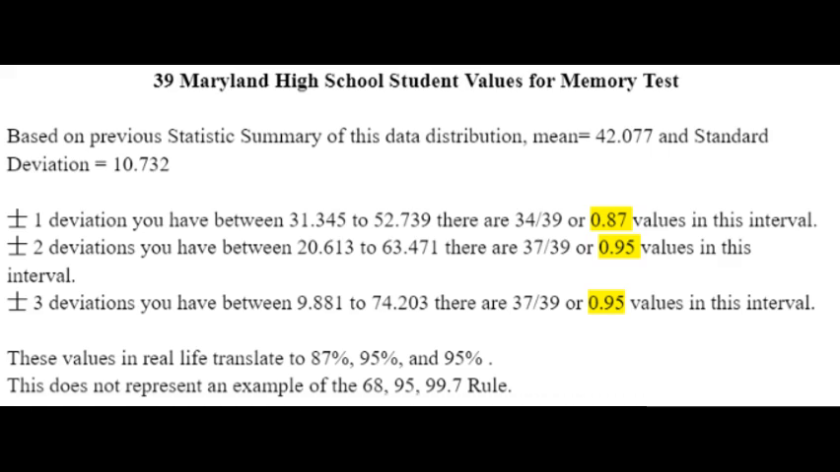Between plus or minus 2 standard deviations, you have between 20.613 to 63.471, and there are 37 out of 39 values, or 0.95, in this interval. Between plus or minus 3 standard deviations, you have between 9.881 to 74.203, and there are 37 out of 39, or 0.95, values in this interval. This does not represent an example of the 68, 95, 99.7 rule, and therefore is not approximately a normal distribution.